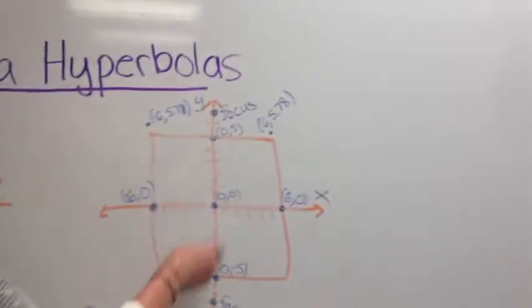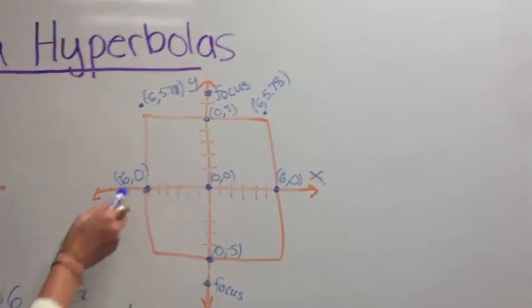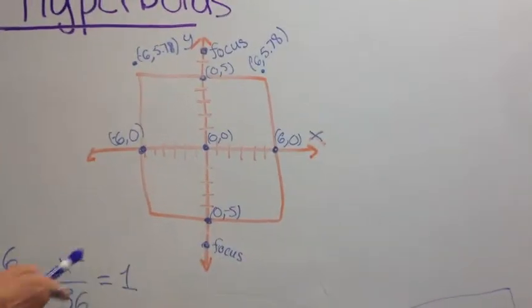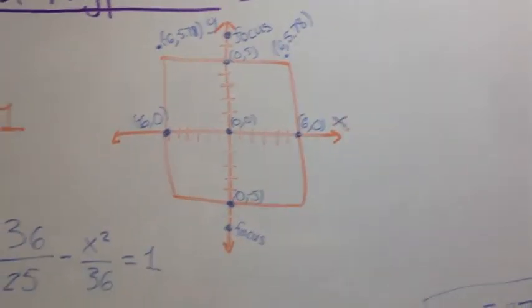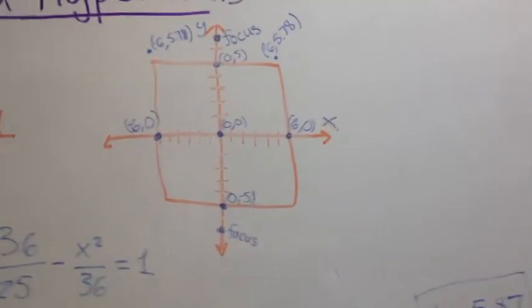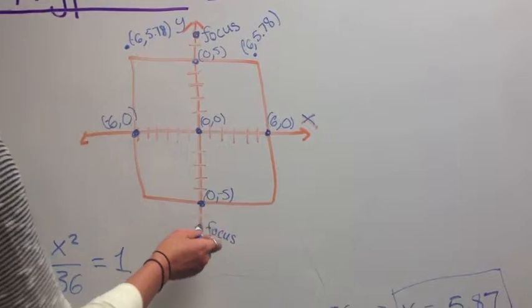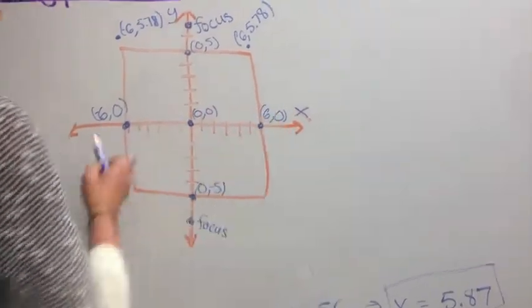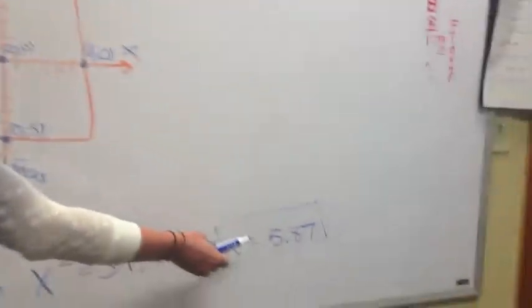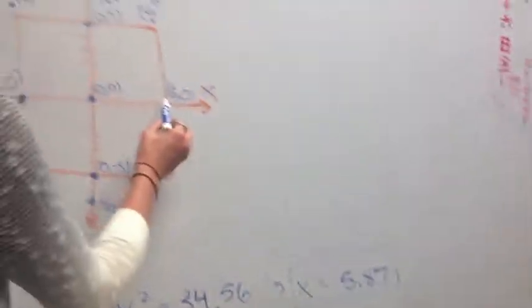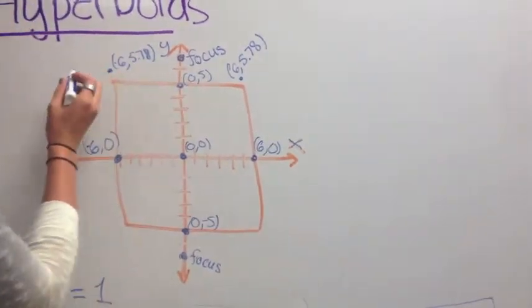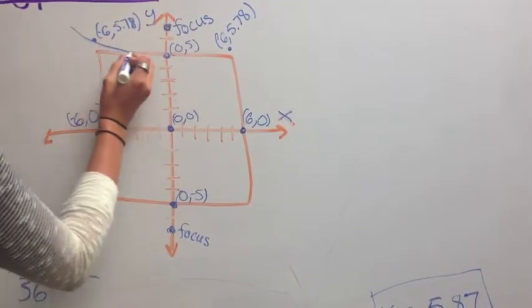To graph it, I would start off by graphing a box, 6 in length and 5 in width, by taking the square root of 25 and the square root of 36. The focus will be down 2 and up 2. And then I'd use 5.87, 6 as the point, and same with here on the opposite side to create the hyperbola.